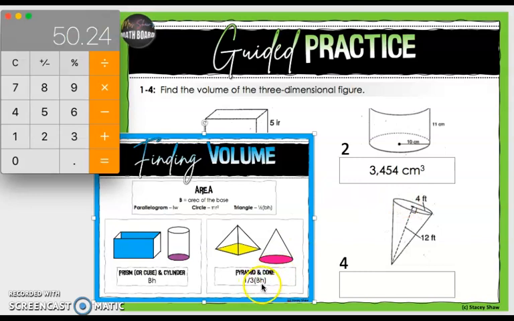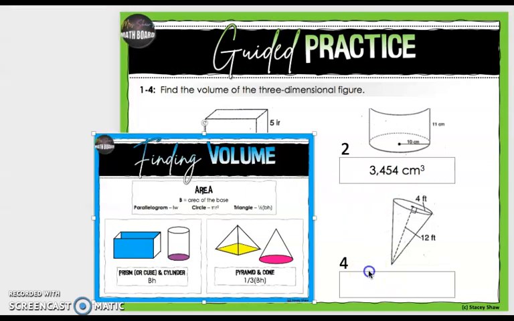Now, come over here, we need to multiply it by the height. So we need to say times 12. So it's 602.88, but we don't stop there because now we need to take 1/3 of that. So we're going to divide it by 3, and we have 200.96. So 200.96, and then our unit is feet cubed.